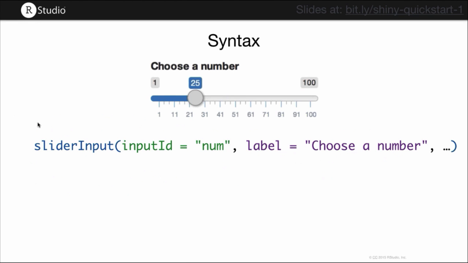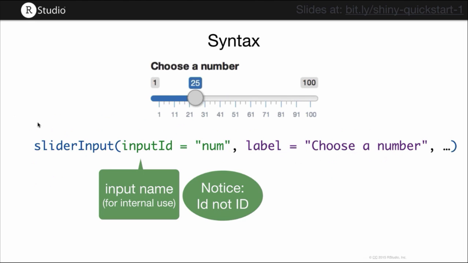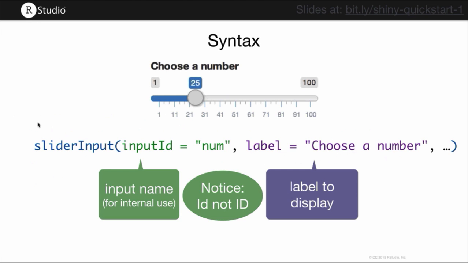Each of the input functions takes the same basic syntax. They all begin by taking an argument called inputId. That argument allows you to assign a name to the input. You can give the input any name you want, but every input in your app should have its own unique name because you'll use it later to identify the input. One thing to notice is that this argument name has a lowercase d on the end, which can be a bit tricky at first. The second argument that every input function takes is a label argument.